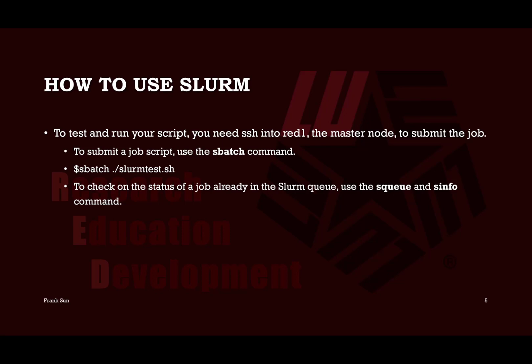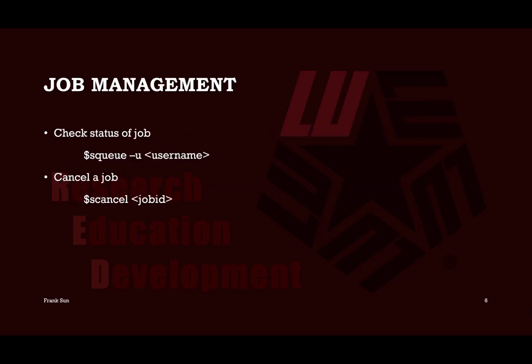The command is sbatch and then ./ which means the current directory in your home directory, and you submit this script file. If you want to check the status of your job, you can use squeue, and sinfo is to show information about the nodes and queues. Here is an example of how to write it. If you use -u and the username, it only shows your jobs. Otherwise, it's going to show every job in the queue. If you want to cancel a job, you can use scancel with the job ID.